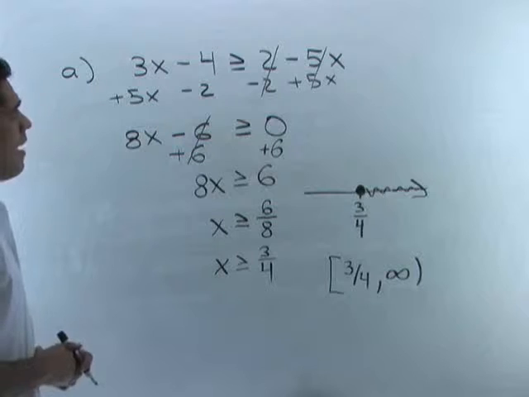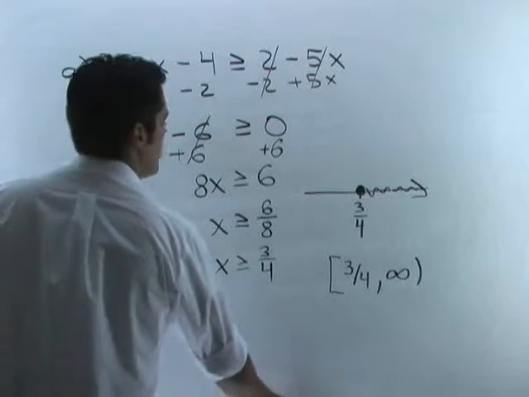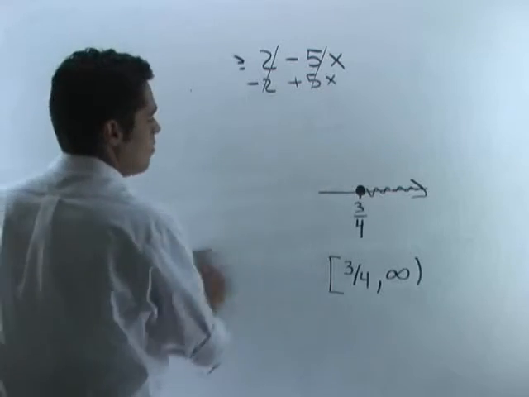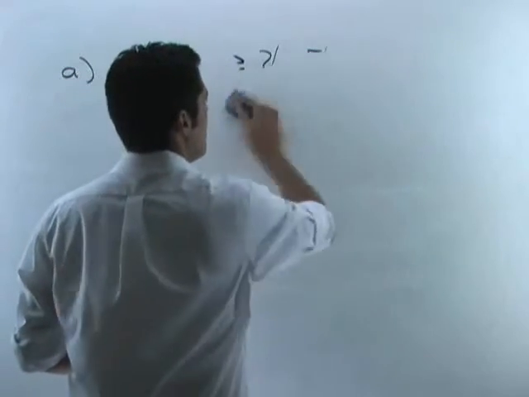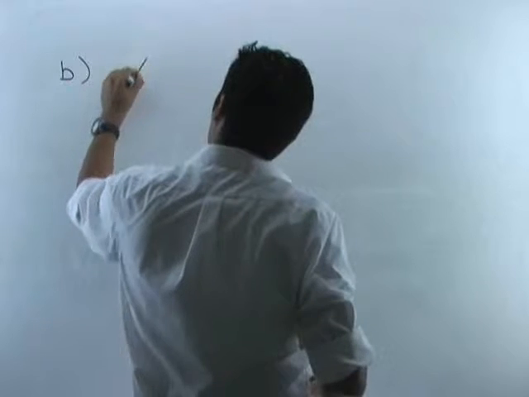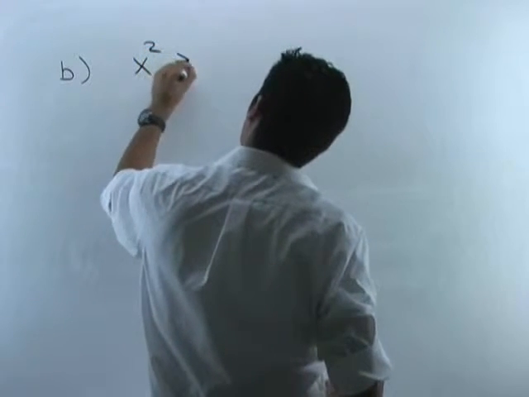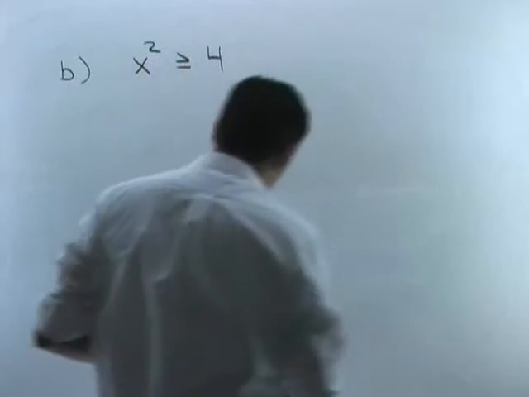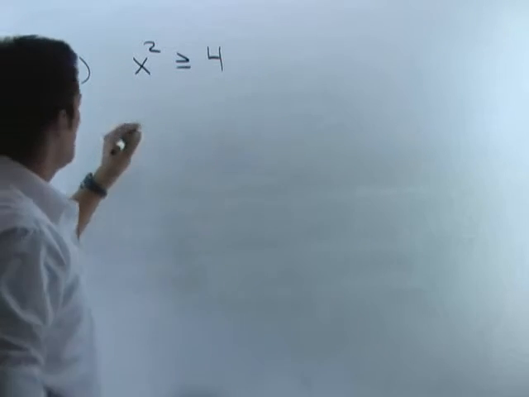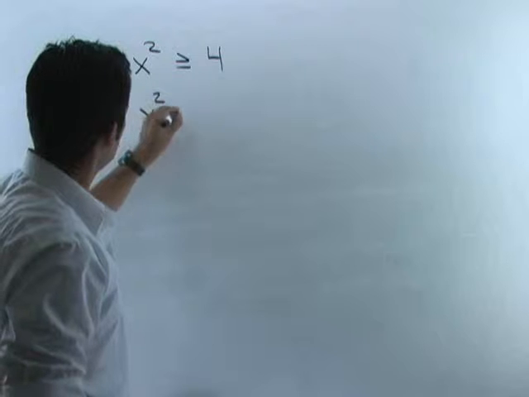Now let's take a look at solving a different polynomial inequality. This time it will not be linear, and we'll see when it's not linear, things get kind of ugly. I'll start out with a very basic inequality here. How about x squared is greater than or equal to 4? Now this is a polynomial inequality. We'll move everything to one side, so I subtract 4 from both sides.